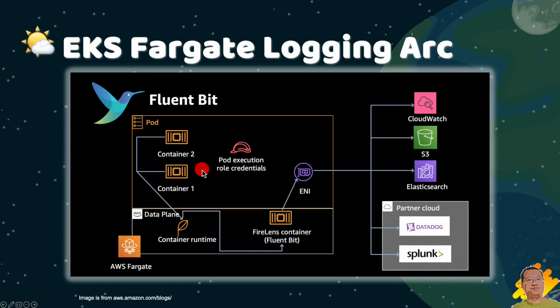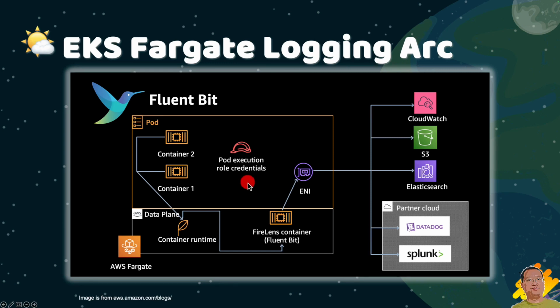Containers in a pod. Think of pods as containers that host your applications. In this case, we have two containers, container 1 and container 2, in a pod. AWS Fargate is like a manager that handles the service for running your containers. It makes sure everything runs smoothly without you needing to worry about the underlying infrastructure. Then there is the log router container, which runs FluentBit. FluentBit collects logs from your application containers and processes them.